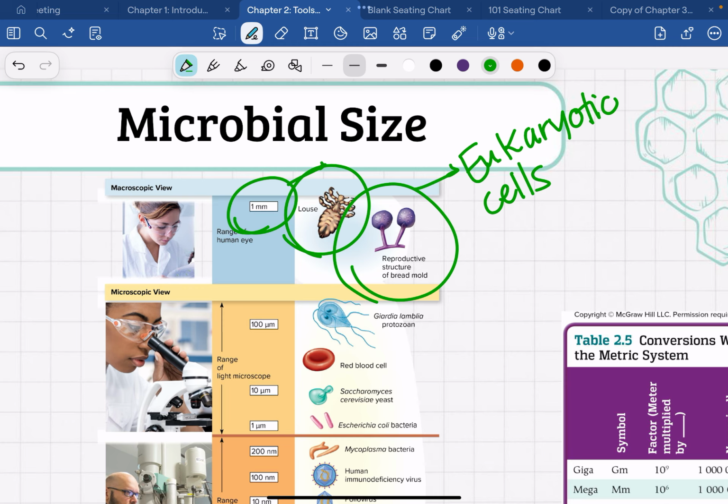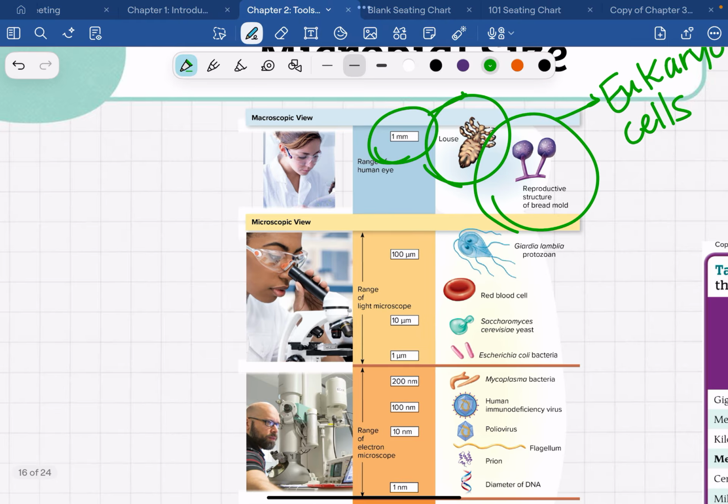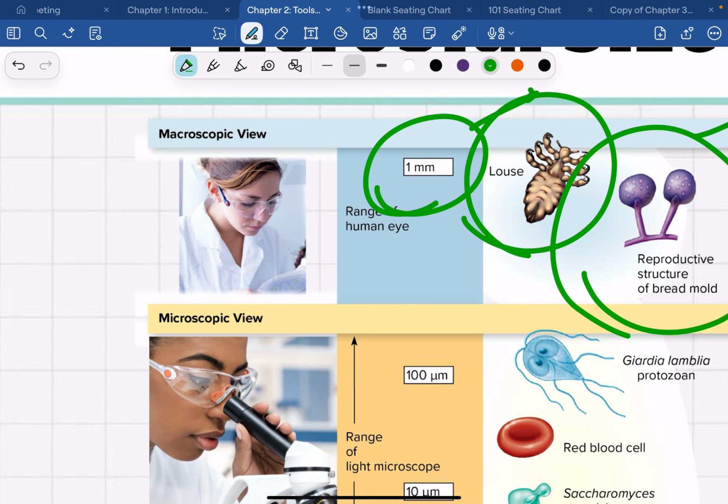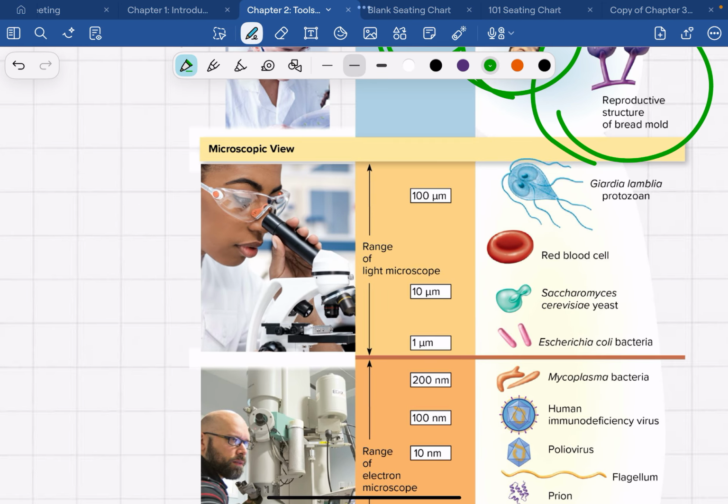But if a human egg is in a petri dish and you're looking at it with just the right light shining on it, you can see a human egg floating in solution. Okay? But most of our pathogenic organisms are going to fall into the microscopic range. So the human eye, again, can see the macroscopic view, about 1 millimeter. Most eukaryotic pathogens fall around 100 micrometers.